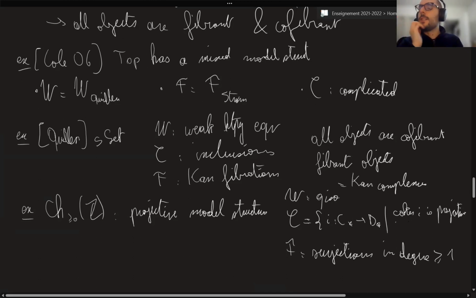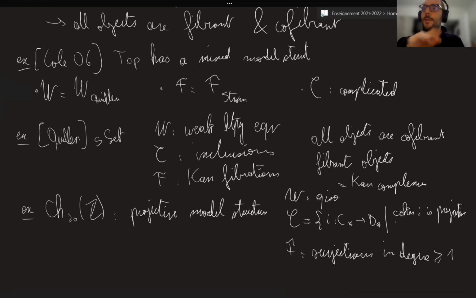The degree, at least one part is here. So again, fibrations are things which are surjective in positive degree. In degree 0, they may not be surjective. And also the cokernel in every degree is projective, a projective R module or Z module.